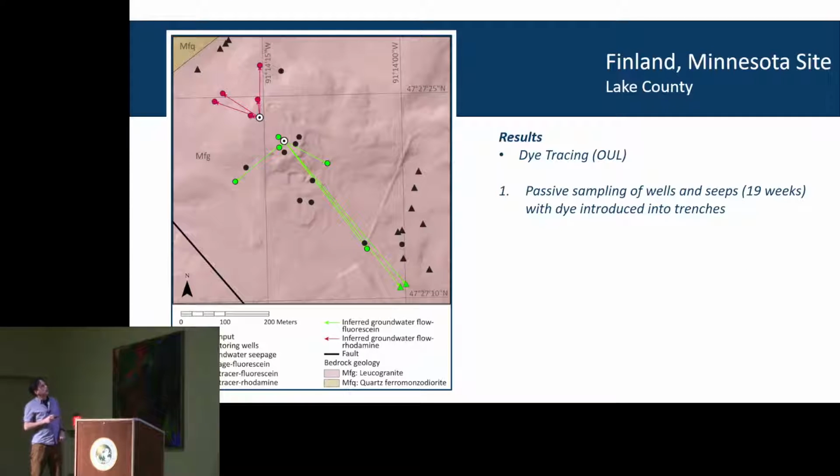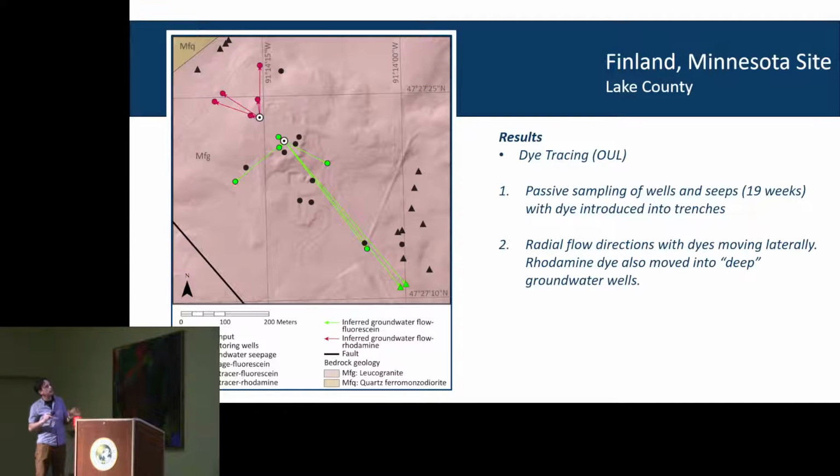And so the results of Tom's work, he did passive sampling, so those carbon detectors that we were just talking about, and he sampled wells and seeps for about 19 weeks. And he introduced the dyes into trenches at the top of the knob. And so he got radial flow, kind of as expected from the potentiometric surfaces. And most of the dye stayed within a shallow system.